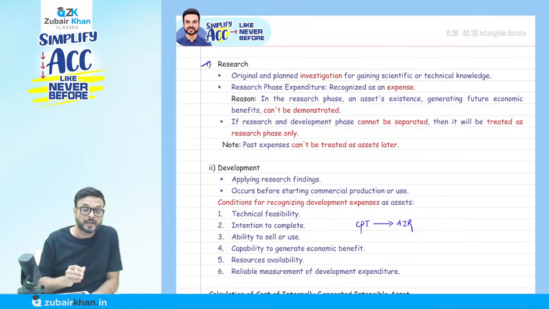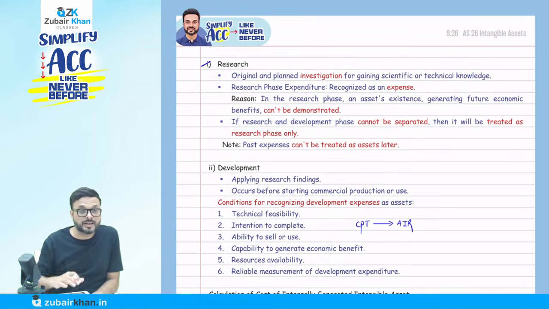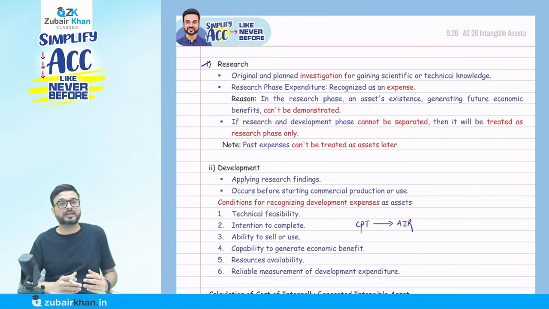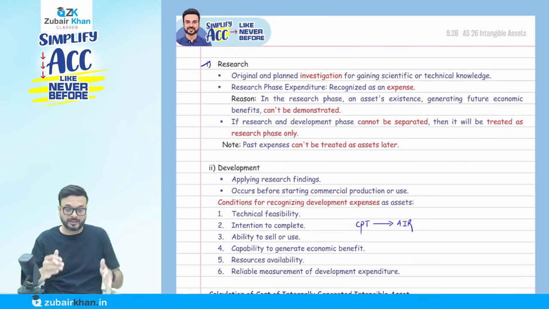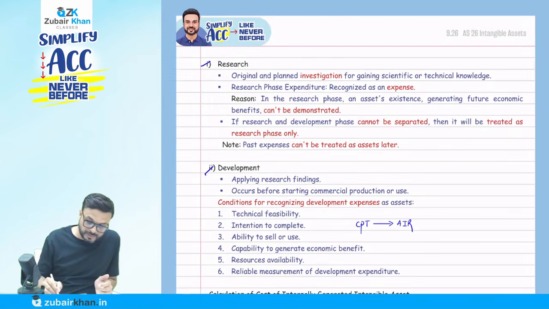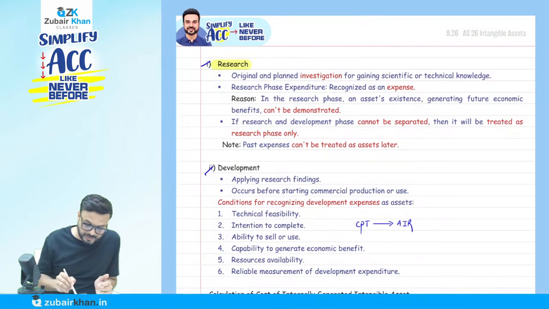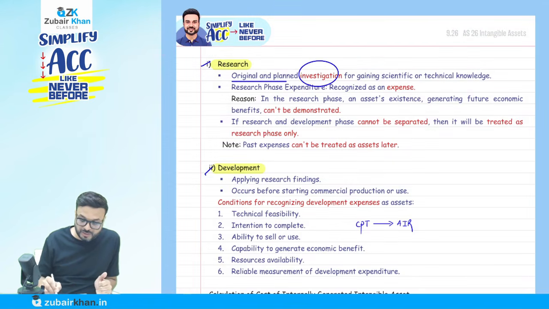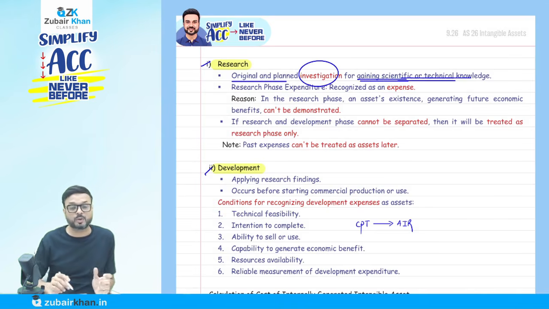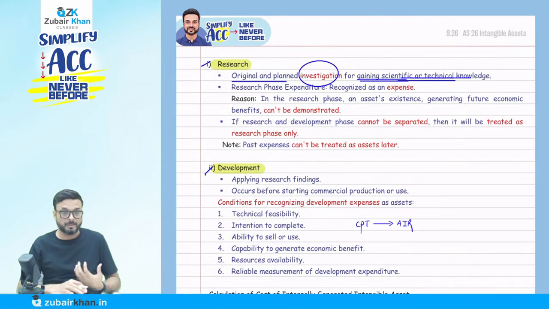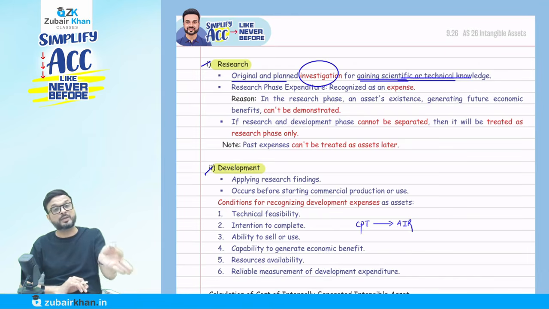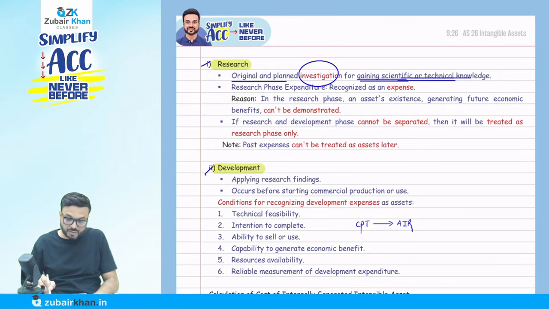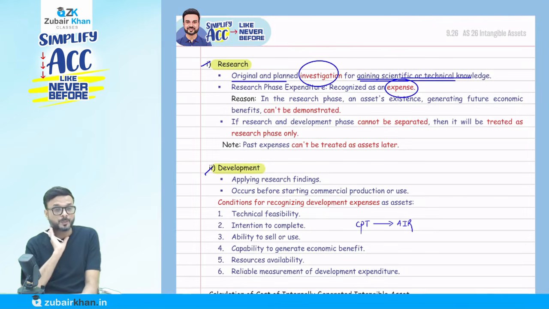For an internally generated intangible asset, the expenses are divided into two categories: research and development. Research is original planned investigation for gaining scientific or technical knowledge. We are doing research because we want to develop something, but before that we have to do the research. Whatever expenses we incur during the research stage should be charged to the P&L account.